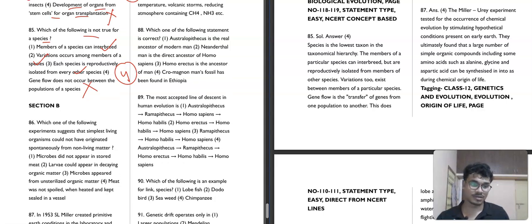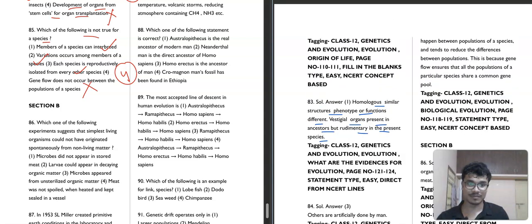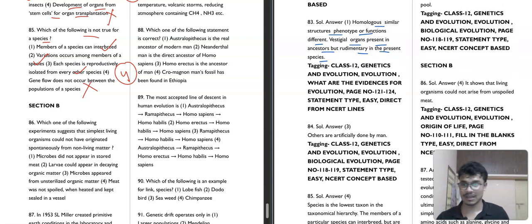So question number 86, section B. It is saying that which of the following experiments suggests that the simplest living organisms could not have originated spontaneously from non-living matter. You know that, that's the swan-neck experiment. Okay, so which of these? That the meat was not spoiled when heated and kept sealed in the vessel. Okay, so the fourth option will be our correct answer.